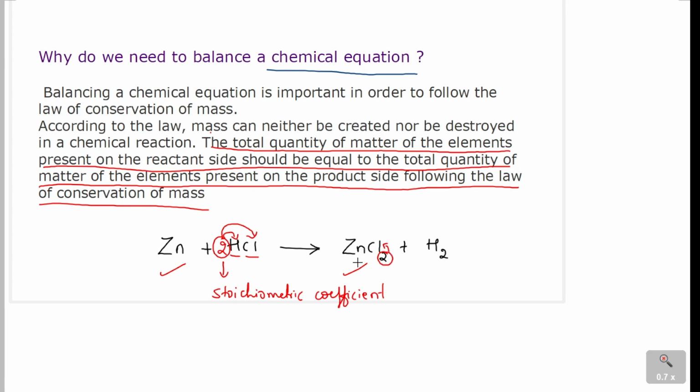You can only write the coefficient in front of these formulae, but you are not allowed to change the chemical formula of any compound. Now we are having one zinc atom here, one atom here also, two chlorine atoms here, two chlorine atoms here, two hydrogens here, two hydrogens here. So this equation is a balanced chemical equation. We are having the same amount of reactants and products. Let me give you one more example.